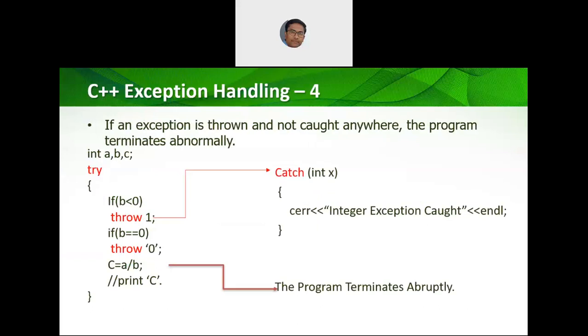Another point is, if an exception is thrown and it is not caught anywhere, then the program will terminate abnormally. This we have already seen. For example, you are throwing 1, then you are catching integer. But if you are throwing 0, which is an ASCII, then the program will terminate abruptly. This is point number 4. Okay? This we have already seen. Yes or no? Yes, sir.